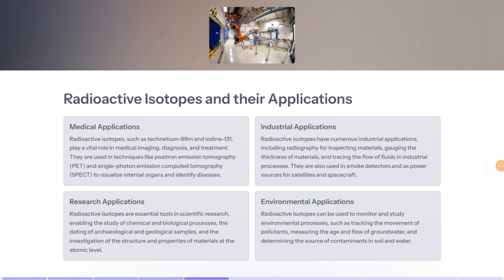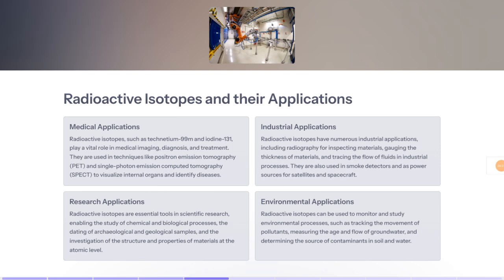Radioactive isotopes and their applications. Medical applications. Radioactive isotopes such as technetium-99m and iodine-131 play a vital role in medical imaging, diagnosis, and treatment. They are used in techniques like positron emission tomography, PET, and single photon emission computed tomography, SPECT, to visualize internal organs and identify diseases.